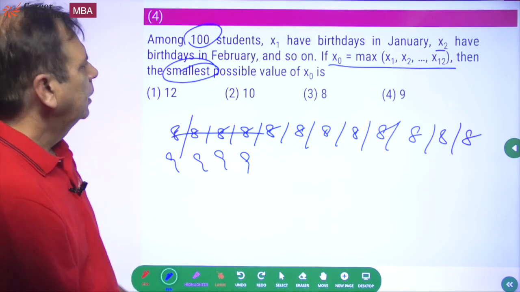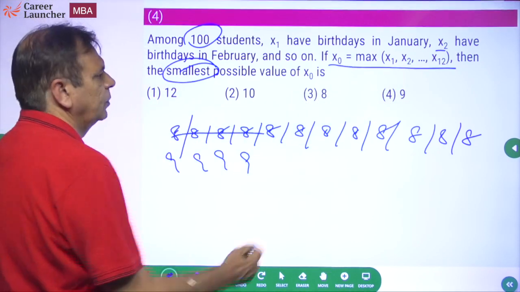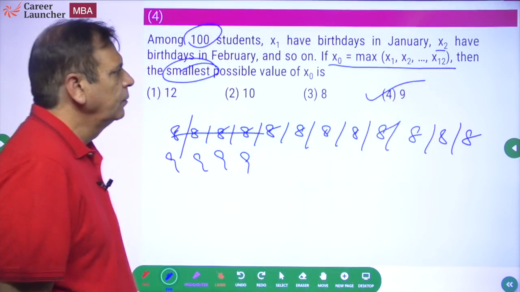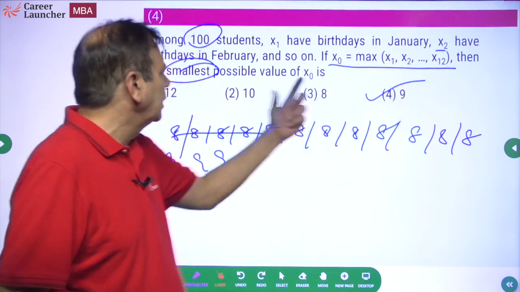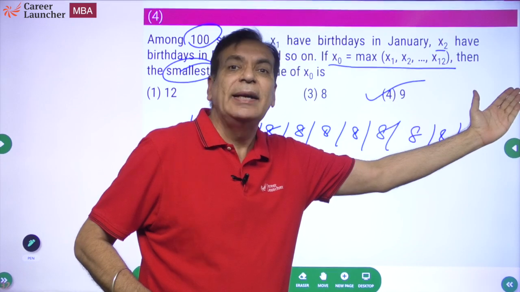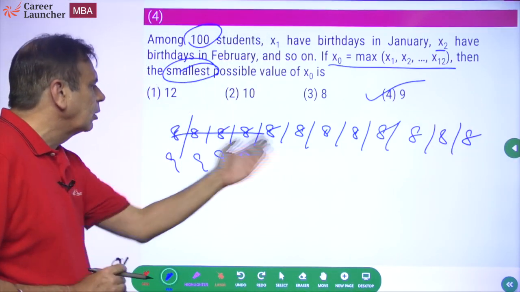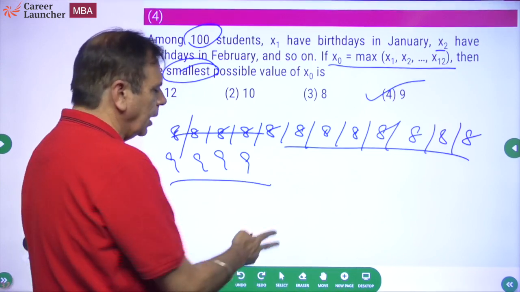Right? Now, x0 has to be the maximum of all these. So what will be the maximum of all these? Maximum will be 9. Okay. Now what is important to remember: x0 is the maximum of all these, and we need the smallest possible. You'll get the smallest when all of them are equal ideally. Since these are integers and all of them cannot be equal, 8 of 8 and 4 of 9 becomes the answer. Okay.